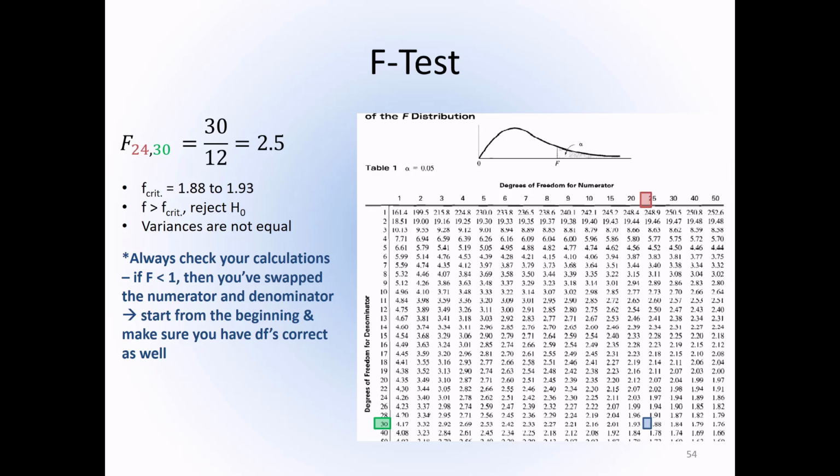Now, an important check to make when you are conducting this f-test is that your f value should always be either equal to or greater than 1. And the reason for this is that the larger variance is always in the numerator. So if you're getting an f value that's lower than 1, you know that you've swapped the numerator and the denominator. And so you want to start back from the beginning and make sure that you identify which variance is larger, which is smaller, and place them in the appropriate locations for the formula.